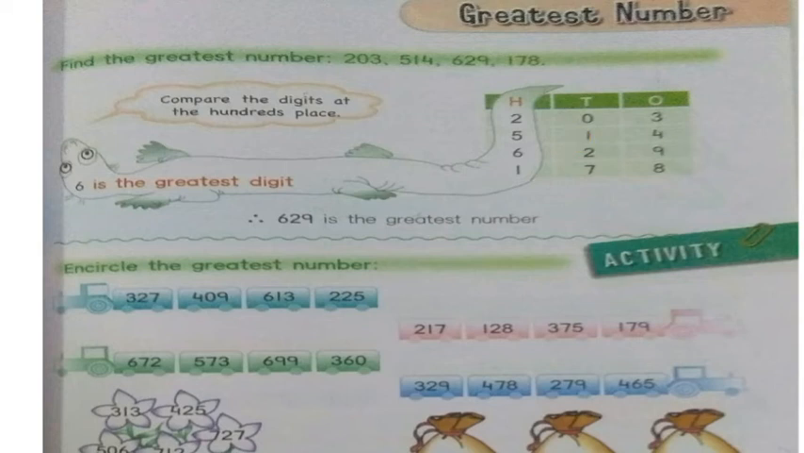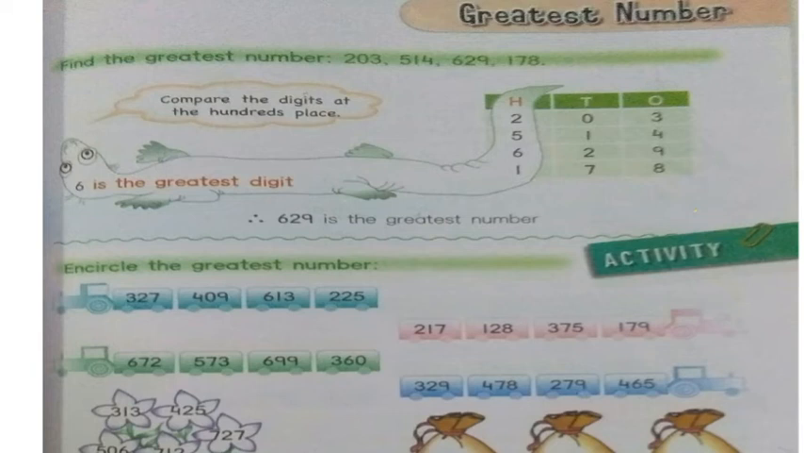Look at the next number, that is 514. So 5 is in hundreds place, so you have to write it in the hundreds column. 1 is in tens, so 1 you have to write under T, and 4 you have to write in the ones column. 514. Next number is 629. So 6 is in hundreds place, 2 is in tens place, and 9 is in ones place. 629. 178: 1 is in hundreds place, 7 is in tens place, 8 is in ones place. So we have written 178.